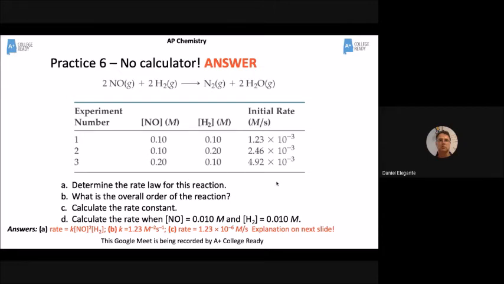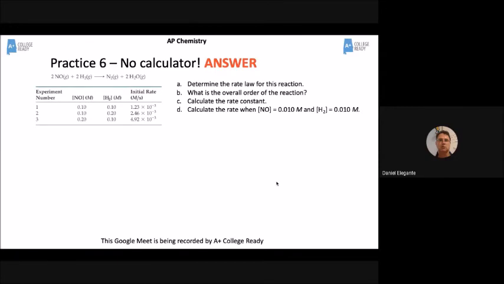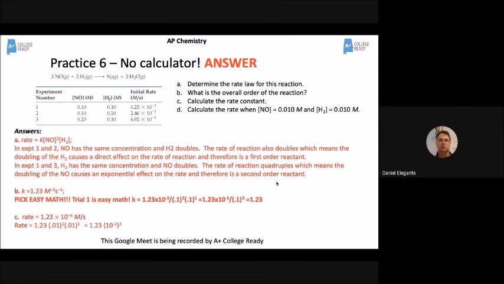So let's look at the answers real quick. So if you were able to write the rate law, you could look at it and go, okay, I see what's going on. If you needed to find the overall order, that would be simple. If the NO2 is squared, it's second order, and the H2 is first order, then that would be an overall order of 3.